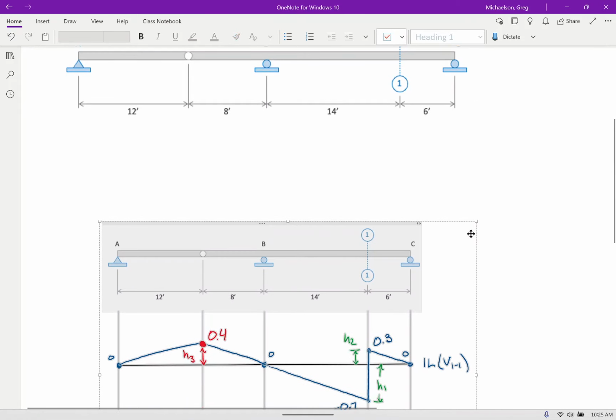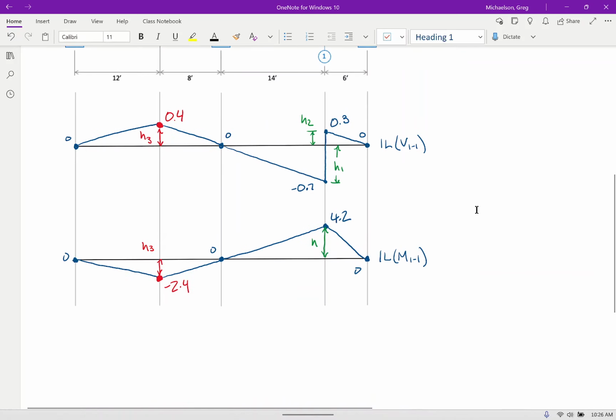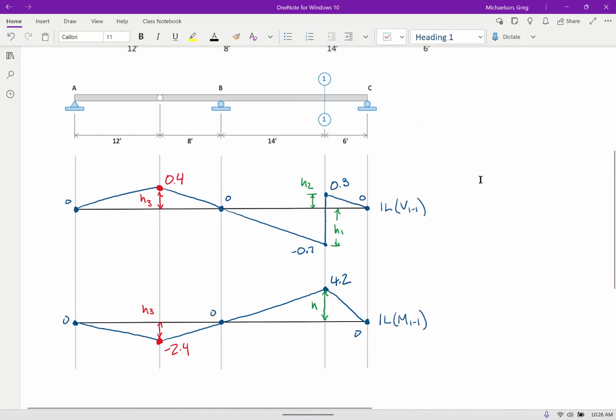Okay, so we had drawn these influence lines before. I'll give you all a sec if you want to jot them back down. But these are the influence lines that we had generated for this structure, okay? And just to make sure that we're all aligned with what we're doing, what we're going to do is the following.